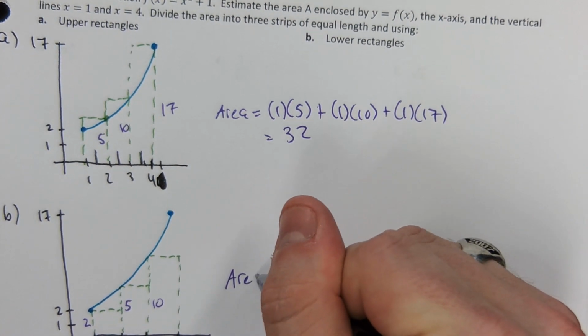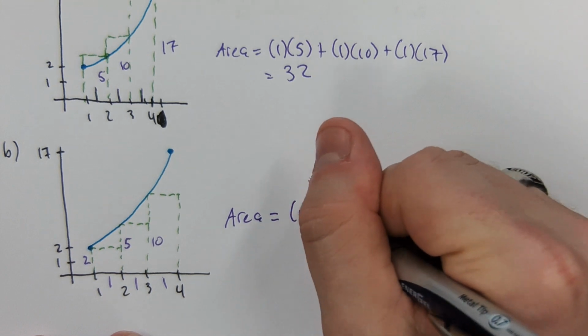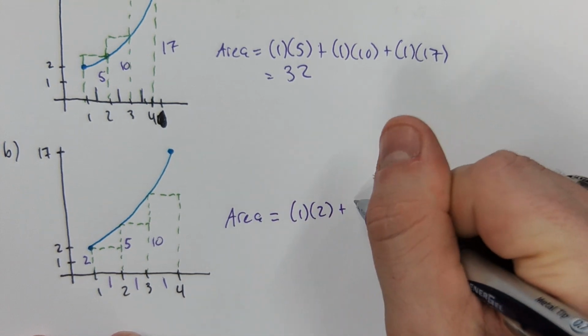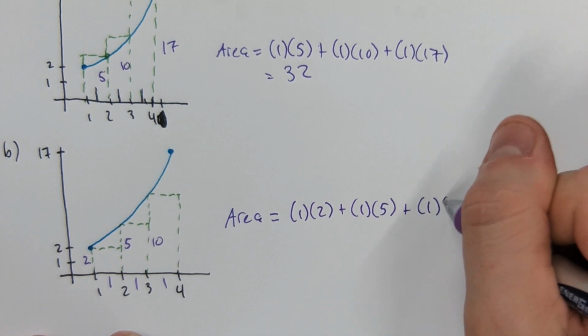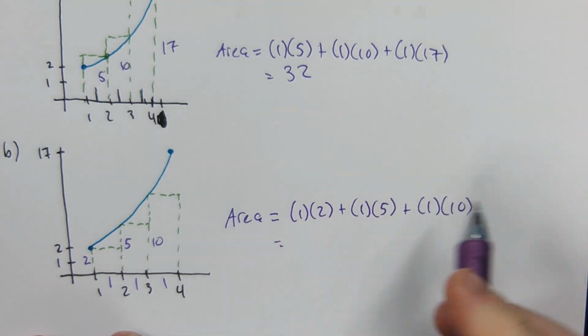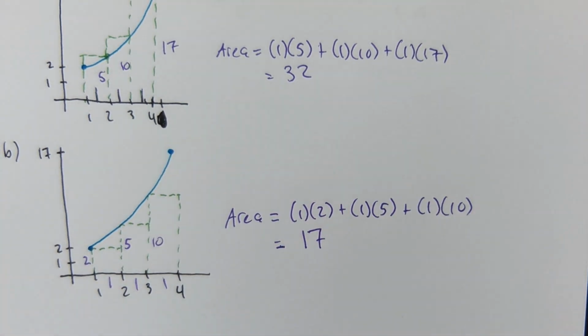So the lower area estimation would be 1 times 2 plus 1 times 5 plus 1 times 10, giving us 17. Wow, that is actually a really big difference. And in a couple lessons, we'll be able to figure out what the exact area is when I teach you how to actually do integrals.